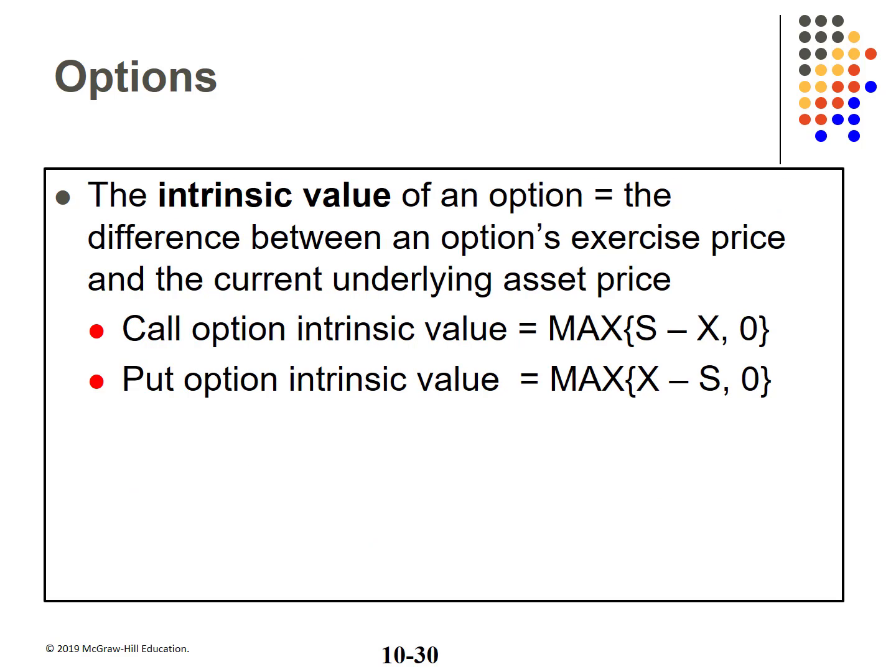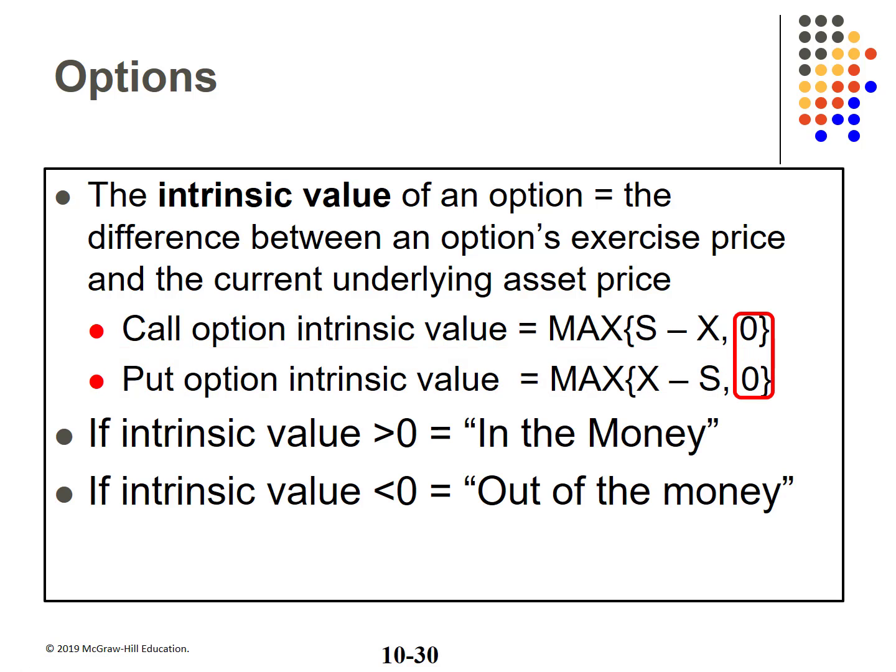Before diving into the Black-Scholes option pricing model, let's look at the intrinsic value of an option. For a call option, the intrinsic value is the maximum of the stock price minus the exercise price, or zero. That zero, that's what limits the downside. For a put option, the intrinsic value is the maximum of the exercise price minus the stock price, or zero. Again, the zero limits the downside.